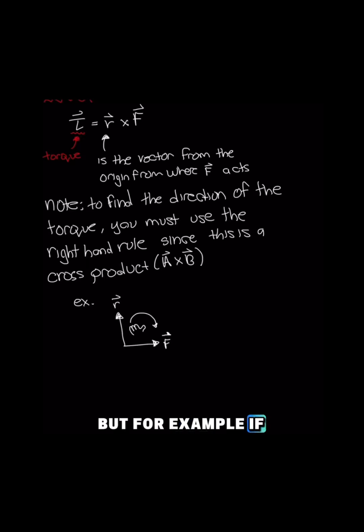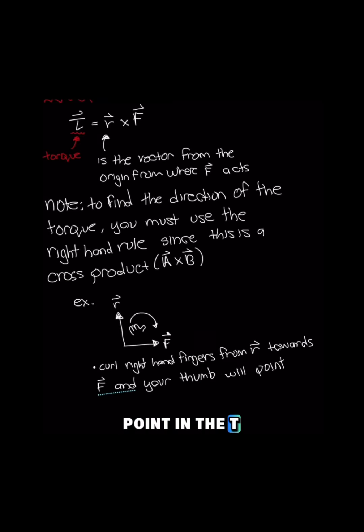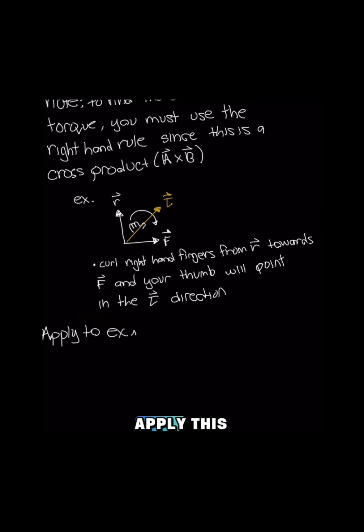But for example, if we have the R cross F here, we take our right hand and curl our right fingers pointing from R to F, and your thumb will point in the T direction. So if you do it properly, your thumb should point in the same direction as the T vector that I drew on the diagram. So now we can apply this back to our example.